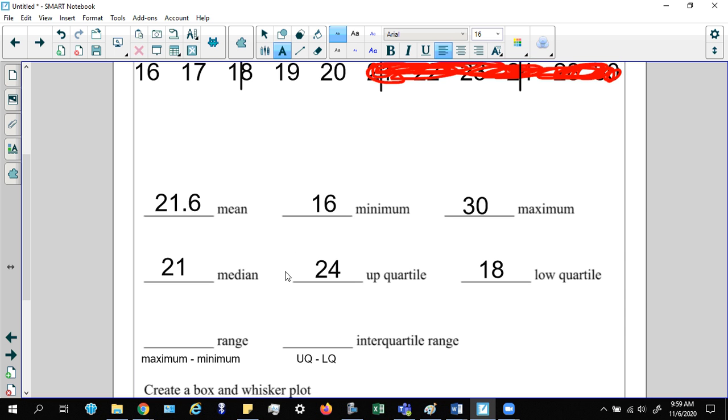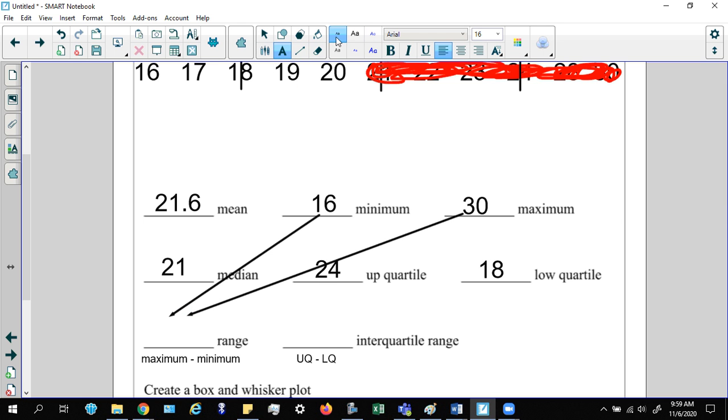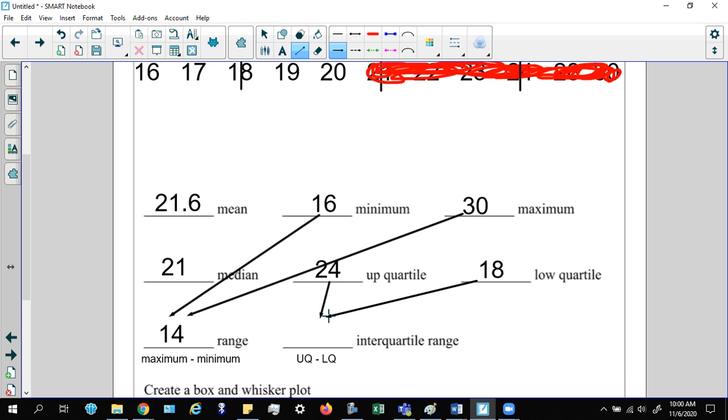So the minimum and maximum, you can see it right here. I'm just going to draw arrows because it's easier. So 16 and 30, when I subtract the two, ends up being 14. The interquartile range, again, is the upper quartile and the lower quartile, just finding the difference here, would be 6. All right.